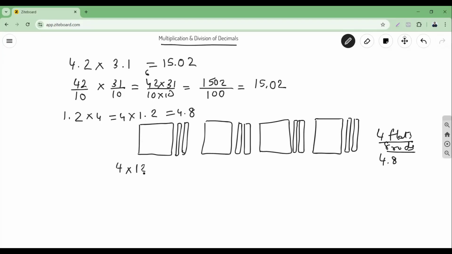1.2 means it is 12 over 10, correct? And 4 means we know that the denominator is 1. So now convert it to a fraction multiplication. 4 times 12 and 1 times 10. So we get 48 over 10, which is nothing but 4.8. So do you see? It is exactly correct. And visually also we have understood this.